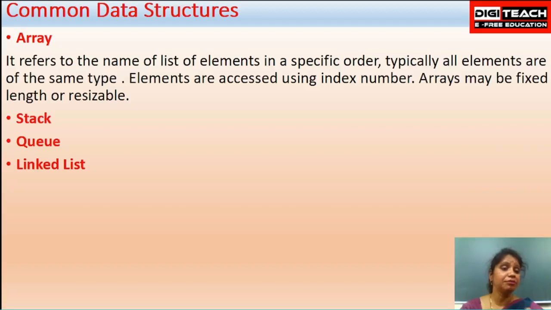That means, what is an array? Actually, an array is the name of a list of elements. Typically all elements are of the same type. Elements are accessed using index number. Already we know the concepts of index number, negative index number and positive index number. That means forward indexing and backward indexing. And an array may be fixed length or resizable. Other data structures are stack, queue and linked list.